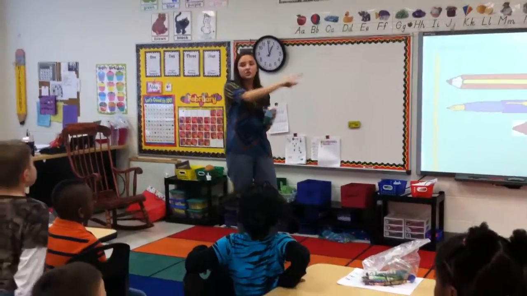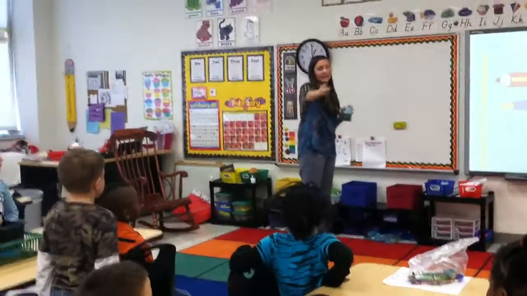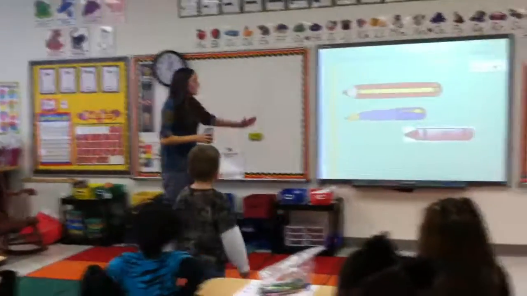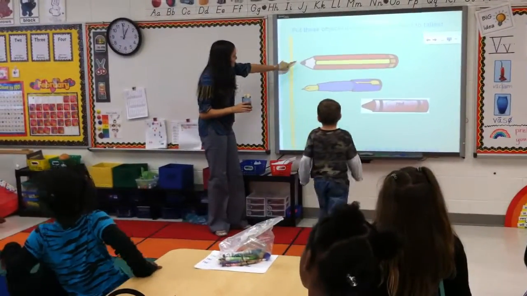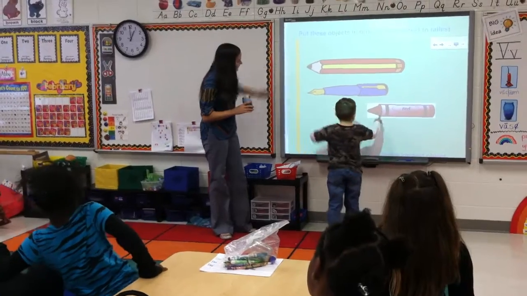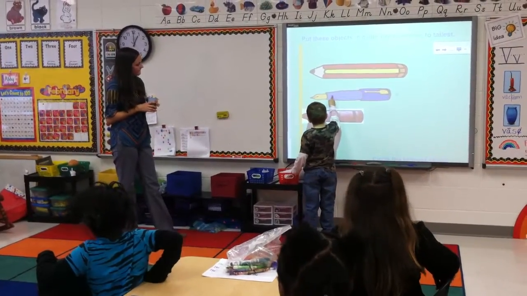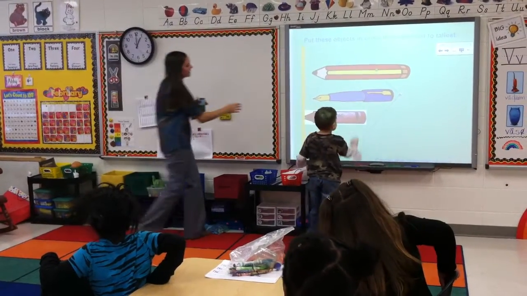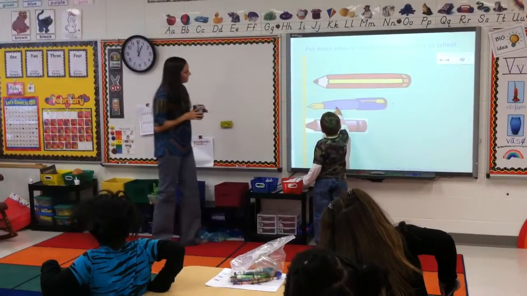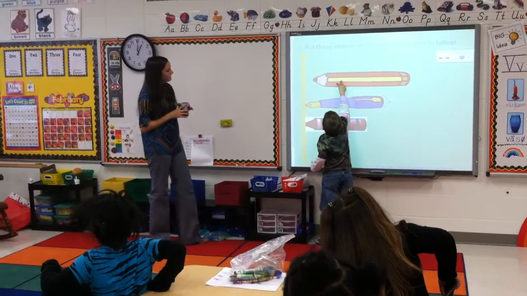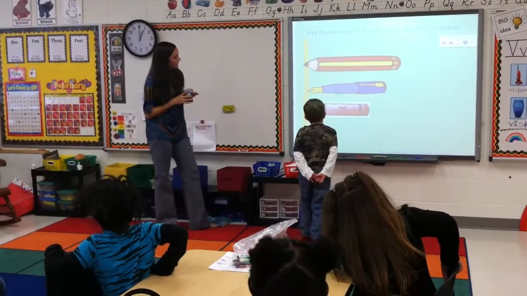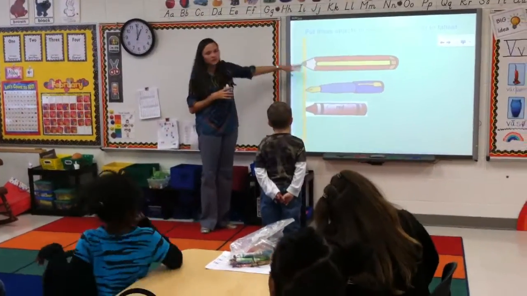Line them up. Joshua, can you come line up our pictures? I put this line here, so if you want, you can put the tips of every picture right on that line. Just drag it. There we go. So now we can see which one's the longest one?